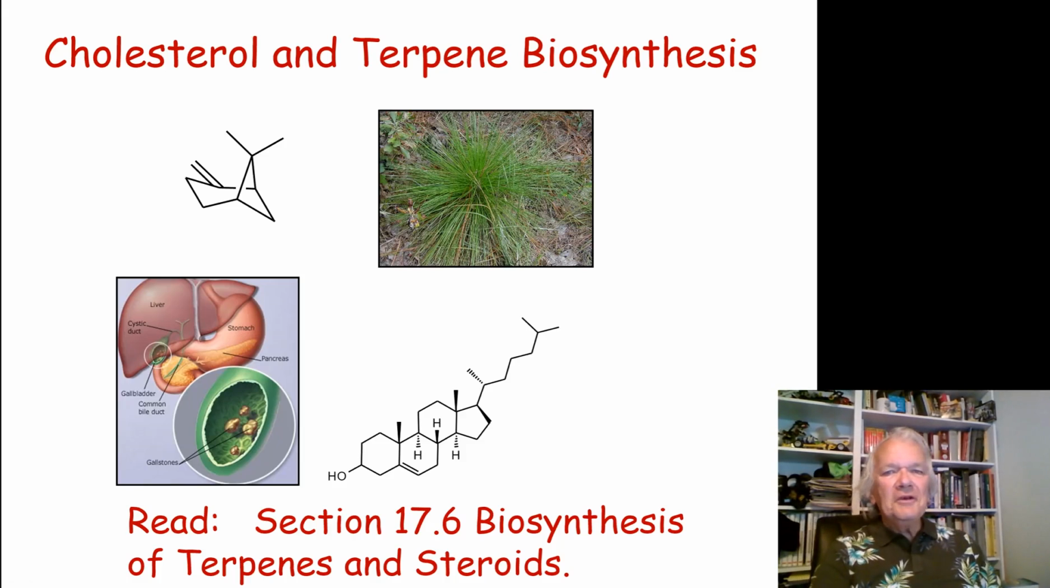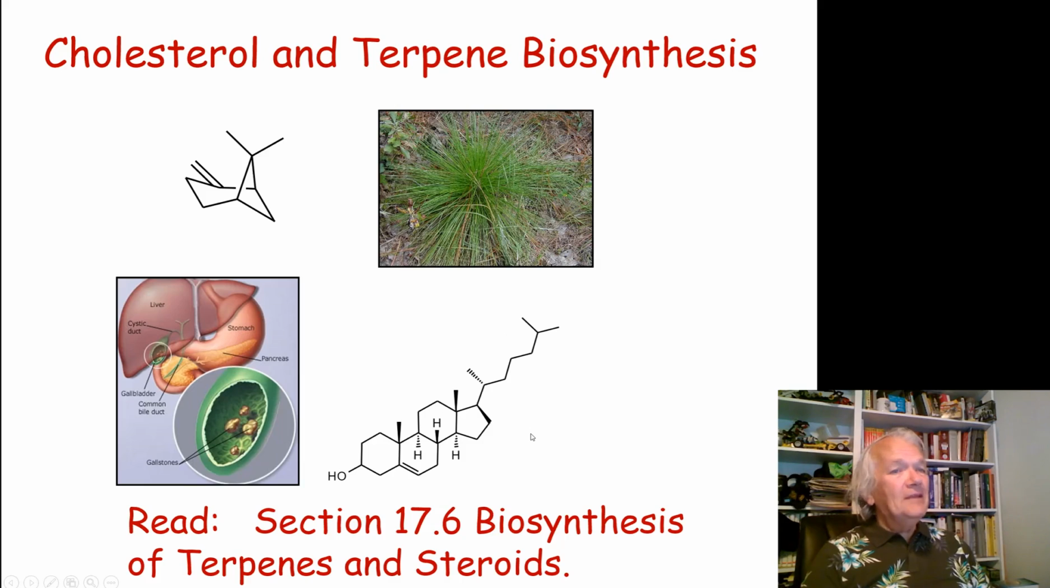Okay, now that you're an expert in terpenes and sesquiterpenes, you're ready for cholesterol. Cholesterol, of course, is this big molecule down here. It has 27 carbons, which doesn't sound like a terpene because it's not a multiple of 5. But it turns out that the way cholesterol synthesis works, it first makes a molecule with 30 carbons, then it loses 3 carbons. So it's actually 30, which is a multiple of 5.